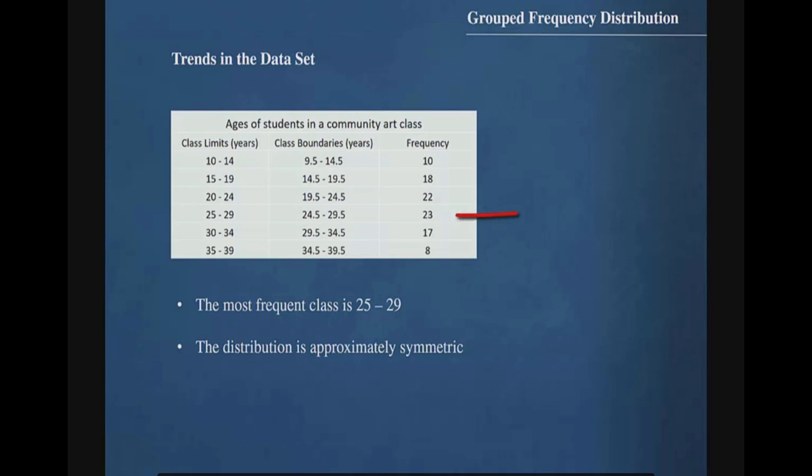We also note that the distribution is approximately symmetric. There are 6 classes, with the middle 2 being the most frequent and very close in frequency. Also, the frequencies for the first 2 classes are very close to those of the last 2 classes.